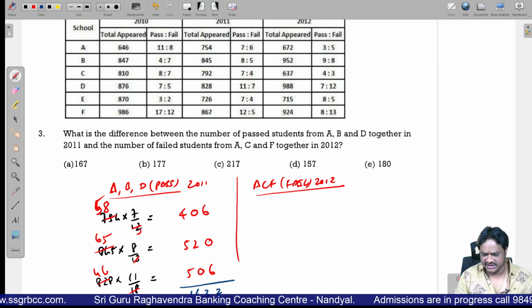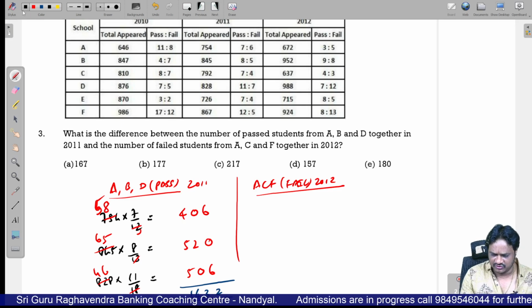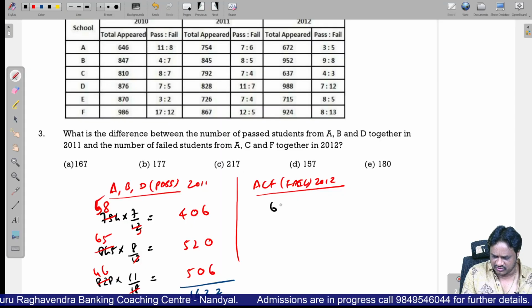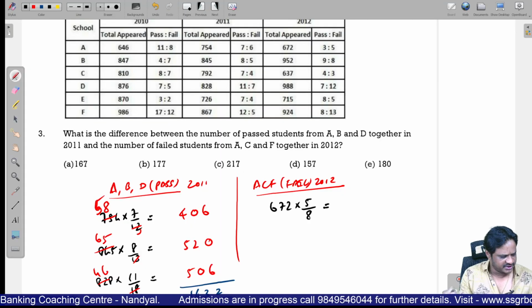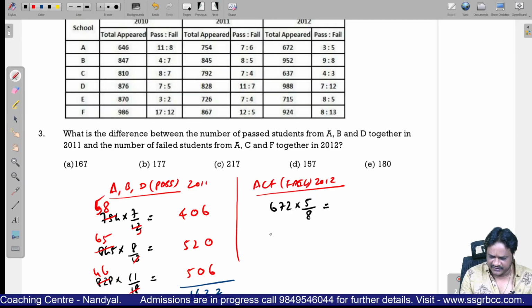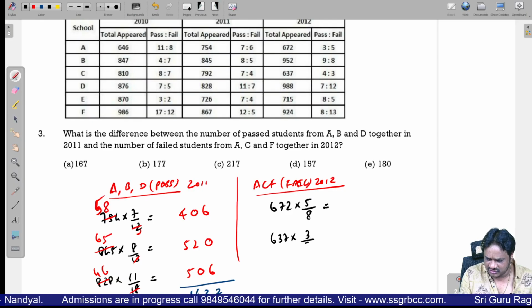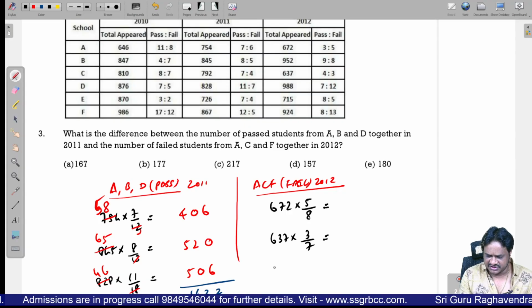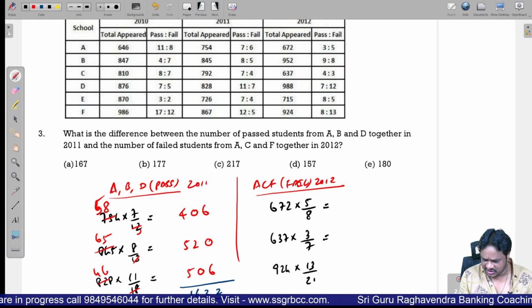Now let us take ACF fail in 2012. ACF fail in 2012. In 2012, A is 672 into 5 by 8. The next one it is C, 637 into 3 by 7. The next one it is F, 924 into 13 by 21.